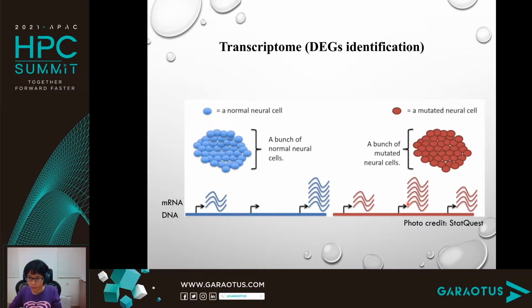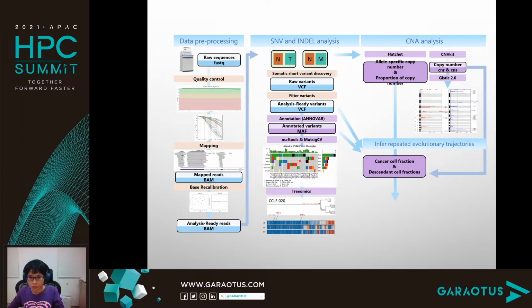So identification of this kind of differentially expressed gene might help us identify those genes that play key roles in the disease. In real life, when we want to identify those variants in our genome, we need to do all those steps in our lab.